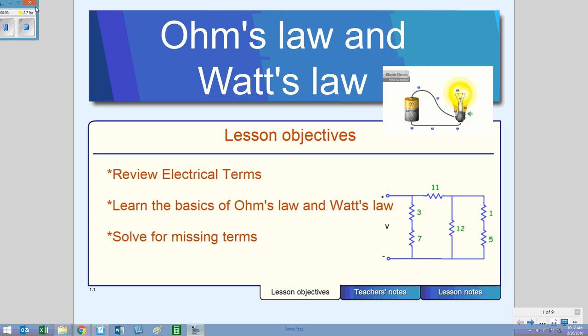In this video, we will look at Ohm's Law and Watt's Law. We will start off first, though, with a review of electrical terms, and then we'll learn the basics of the laws, and then we'll eventually look at equations and solve for missing terms in the circuit.